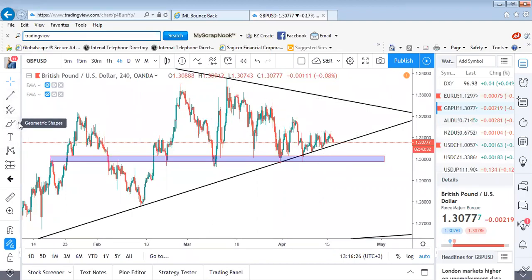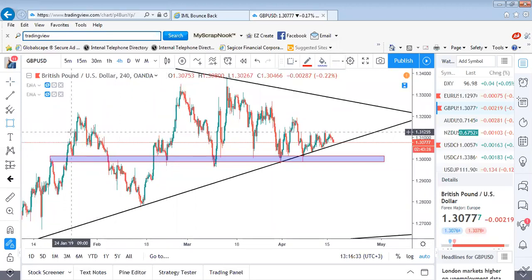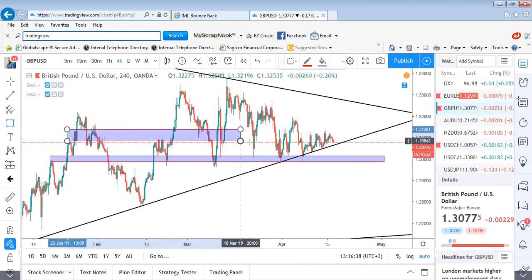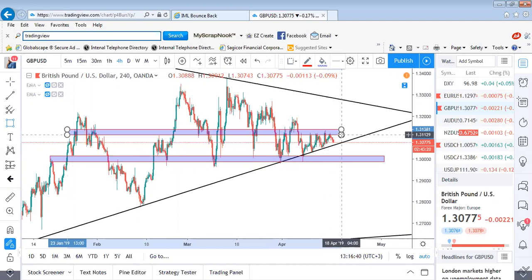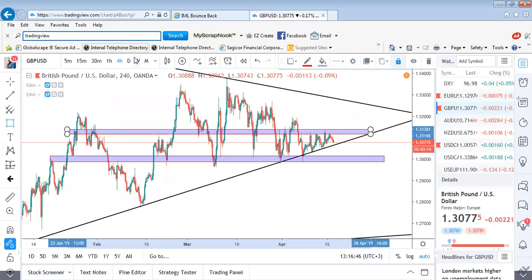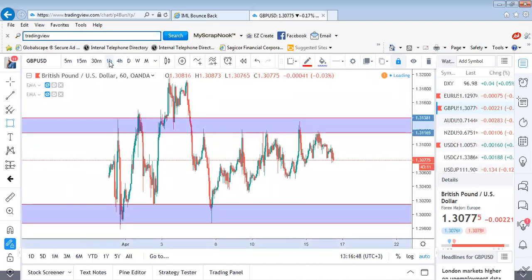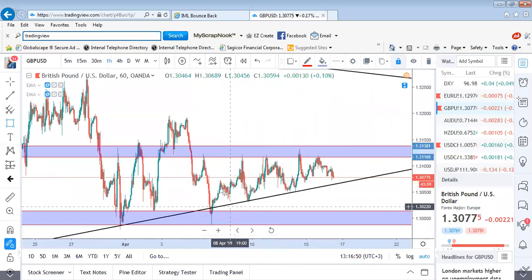So taking my box, what I want to do is identify again support and resistance, right? So I could see some resistance happening around here. Don't know if you guys picked it up, right? So I could see some resistance happening around this point. So when I come down to my 1 hour time frame, this is what I'm seeing, right?